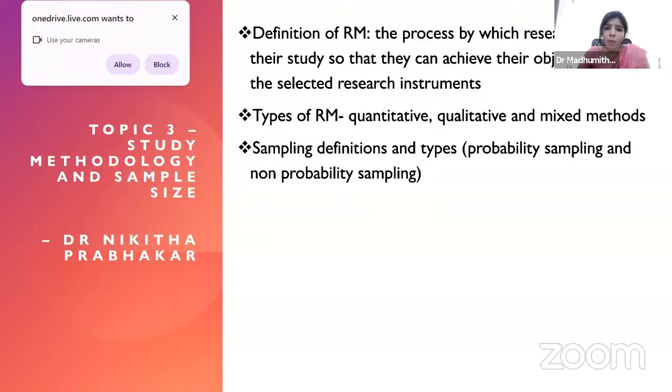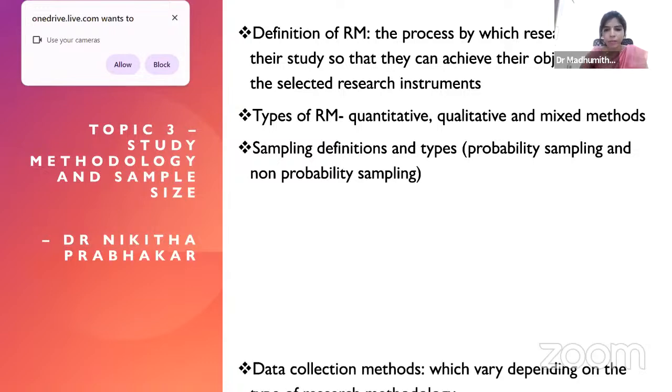So what about the sampling definitions and types? In sampling, there is probability sampling and non-probability sampling. In probability sampling, basically the bias is eliminated. That is, there is a probability of that specific person being either in this sample or in the other sample. So basically we try to eliminate the bias.